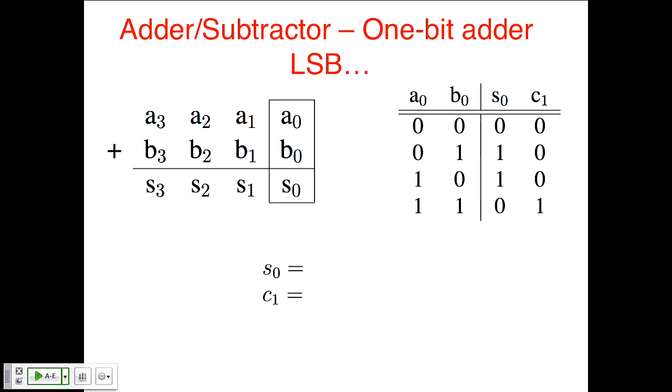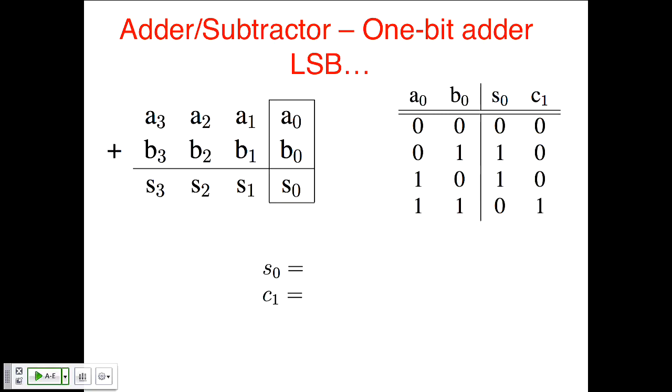1 plus 1 is? Great. So what's the least significant bit of 2 in binary? 0, right? So it's 2, which doesn't fit in 1 bit. Okay, so you have 0 for the low bit of 2, and you have a carry out, which is the high bit of that 2, right?